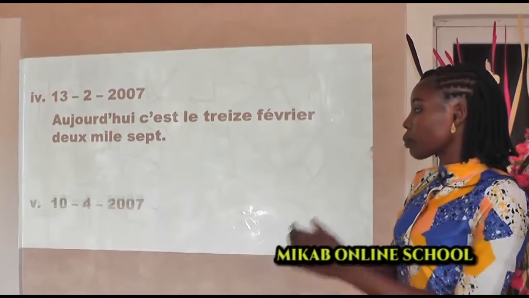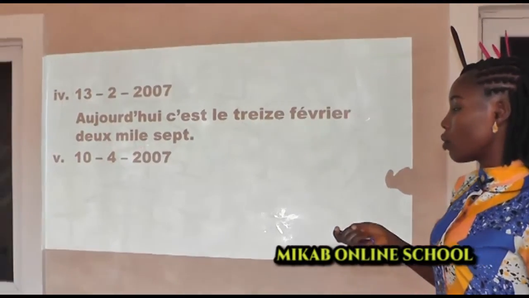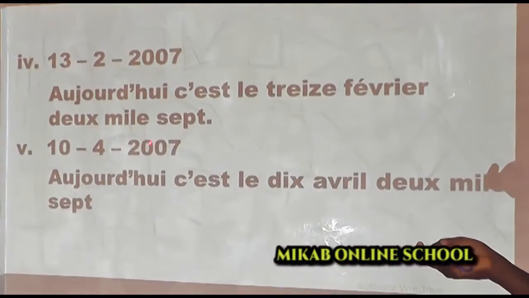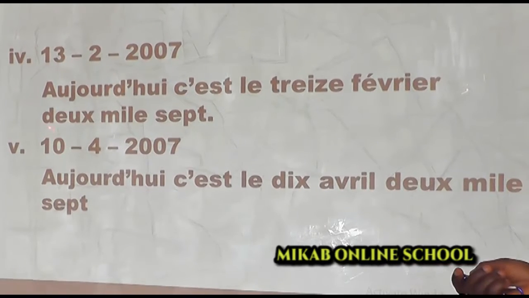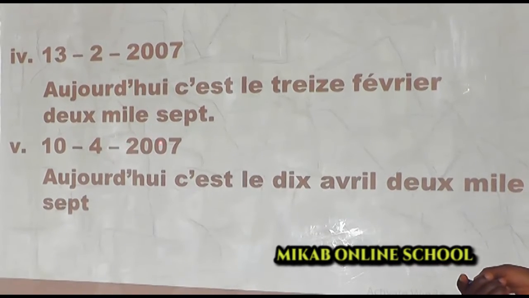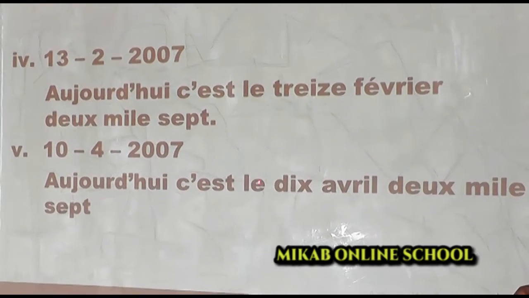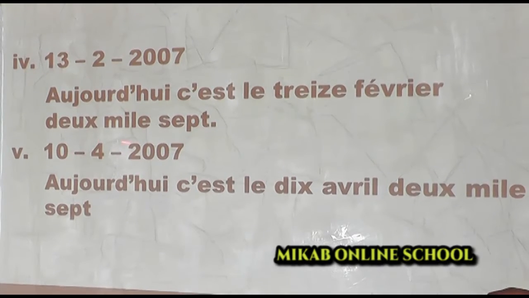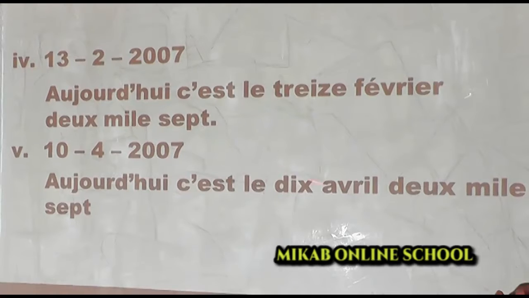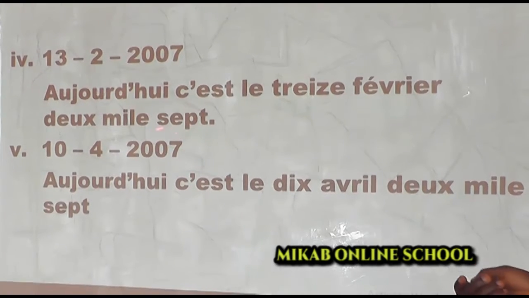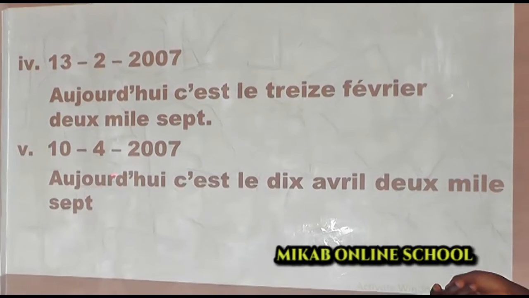The next one, we have 10/4/2007. What is 10 in French? What is the 4th month of the year? And what is 2000? What is 7? We now do it in French. Aujourd'hui, c'est le 10. Then we have the 4th month of the year, which is April, and we call it avril in French. Then 2000 is 2000. And the 7 at the back is sept.